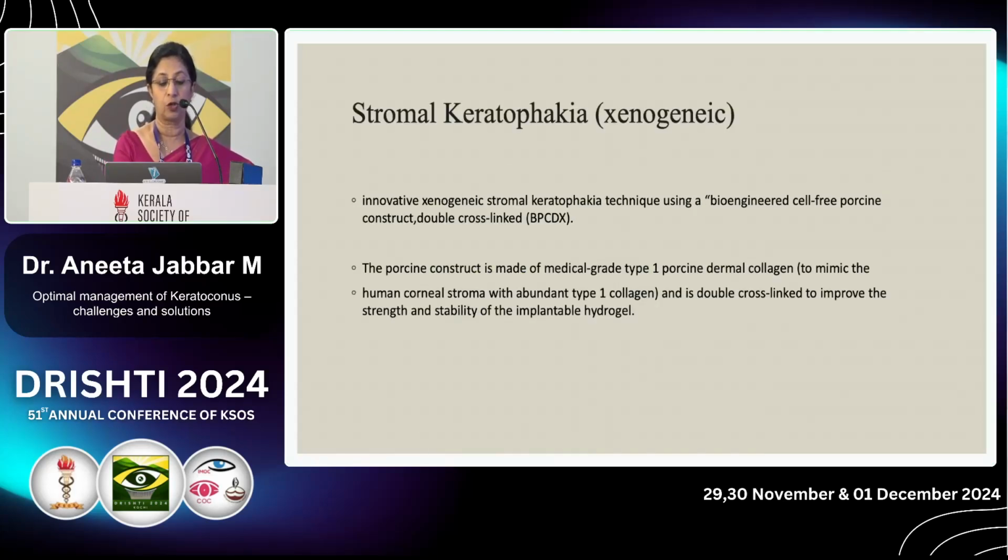Another procedure is stromal keratophakia, that is xenogenic, using animal products. This is an innovative xenogenic stromal keratophakia technique using a bioengineered cell-free porcine construct, which is double cross-linked. The porcine construct is made up of medical grade type 1 porcine dermal collagen to mimic the human corneal stroma with abundant type 1 collagen, and it is double cross-linked to improve the strength and stability of the implantable hydrogel. This hydrogel is implanted using femtosecond pockets, and the stromal keratophakia is done for stromal stiffening.